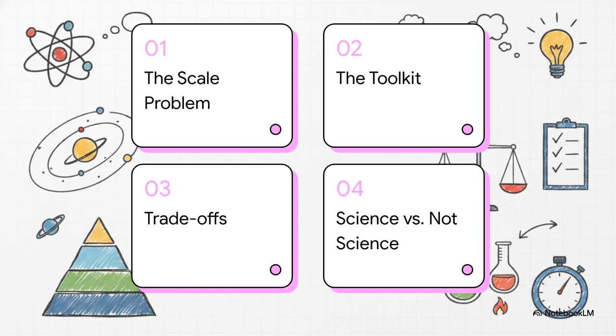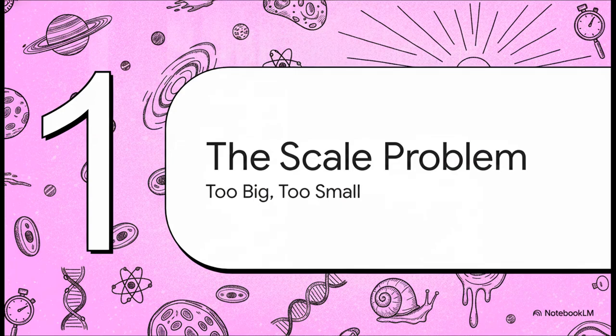To answer that, here's our roadmap for today's explainer. First, we'll look at the scale problem. Second, the toolkit. Third, we'll talk trade-offs. And fourth, science versus not science. Let's dive right into section 1, the scale problem.